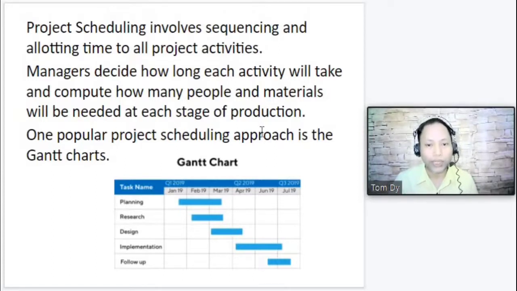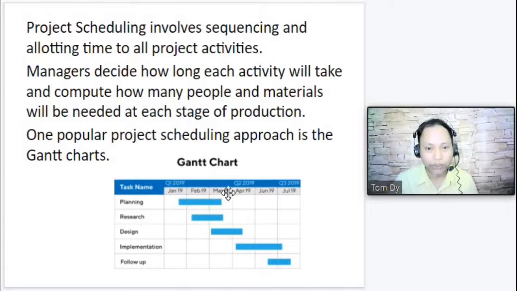One popular project scheduling approach is the Gantt chart. So we have here our example of a Gantt chart. We have the task name: first planning, research, design, implementation, and then follow-ups. During the first quarter of 2019, planning starts from January 19 and will end on March 19. So this is just an example. And then in doing research, research will start from February 19 to March 19.